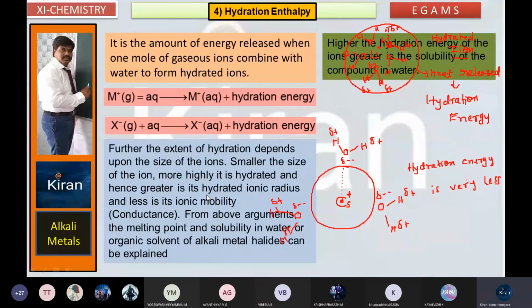One more important point you have to observe in this case. What are you observing? What am I seeing here? Hydration and ionic radius. Hence greater is its hydrated ionic radius, less its mobility.